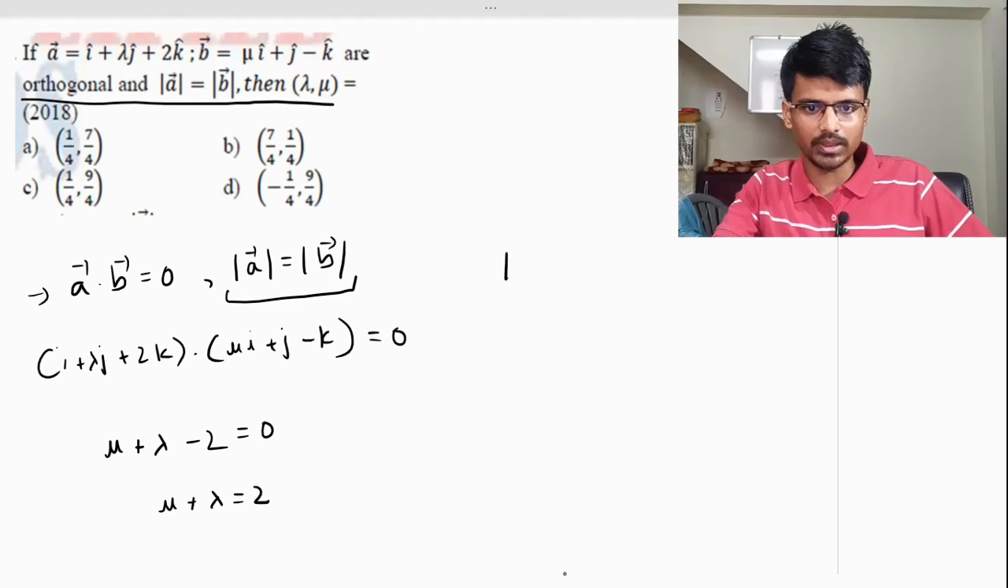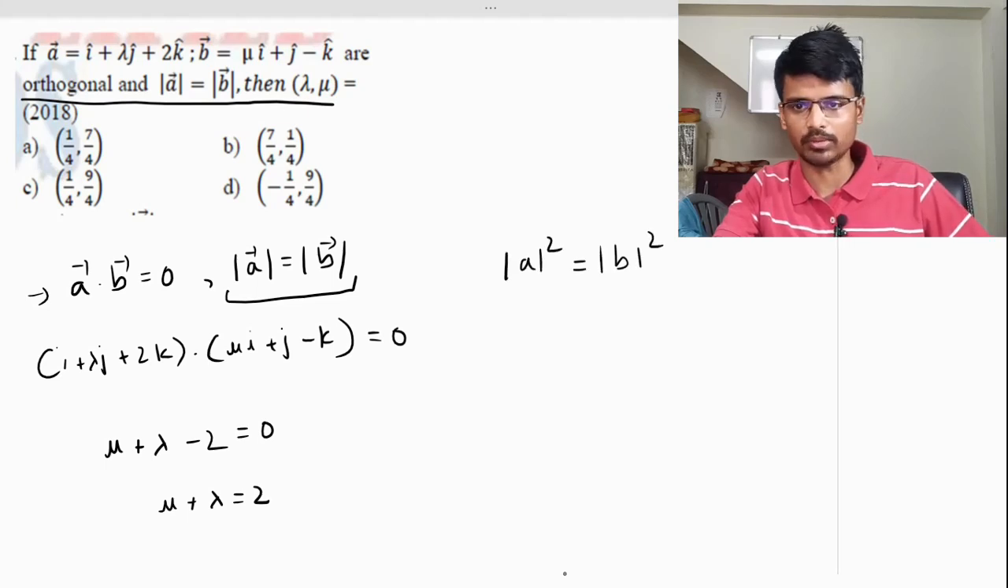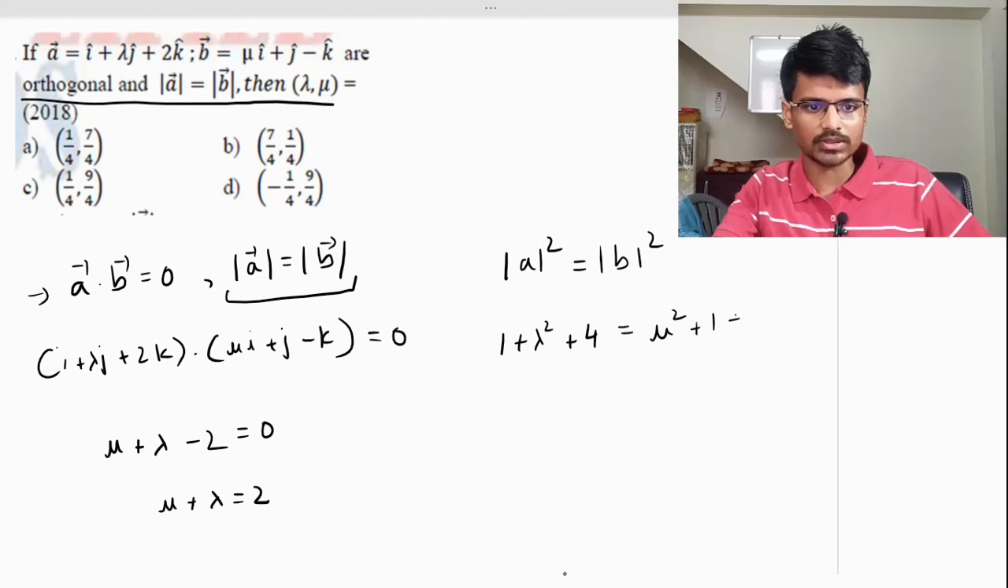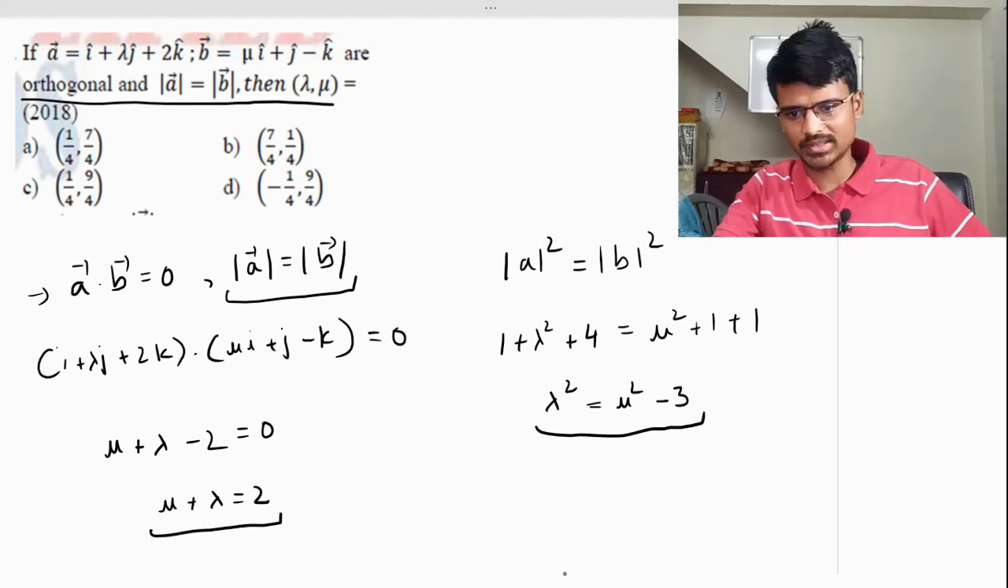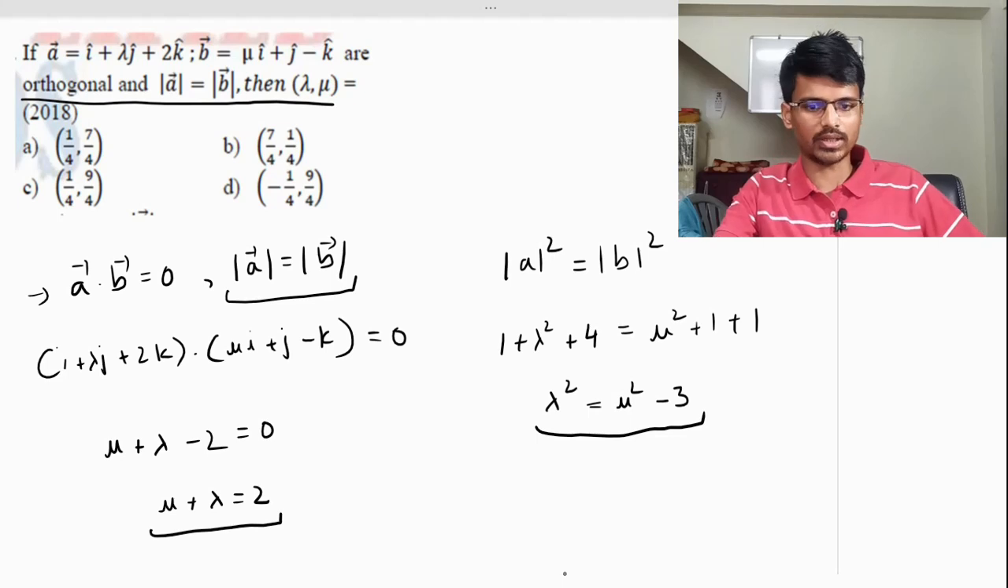So let me square both sides to get rid of the square root. Okay, I'm squaring it. So what do I get? 1 plus lambda square plus 4 mu square plus 1 plus 1, right? So lambda square is equal to mu square minus 3, right? So I've got these two expressions. I can simplify this and find it out, but that is going to be lengthy.